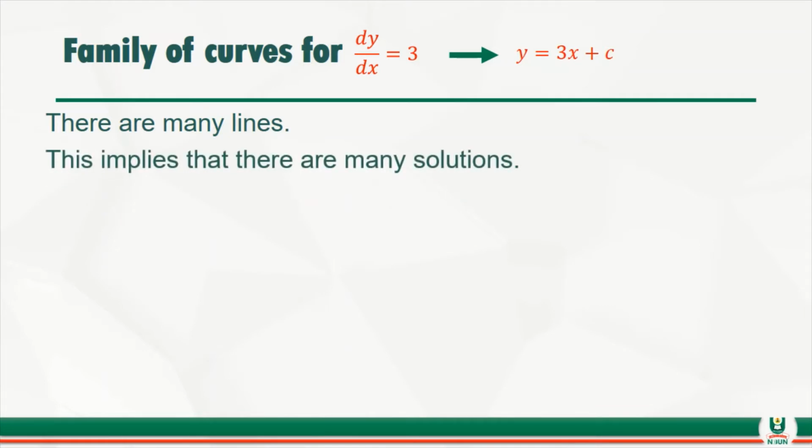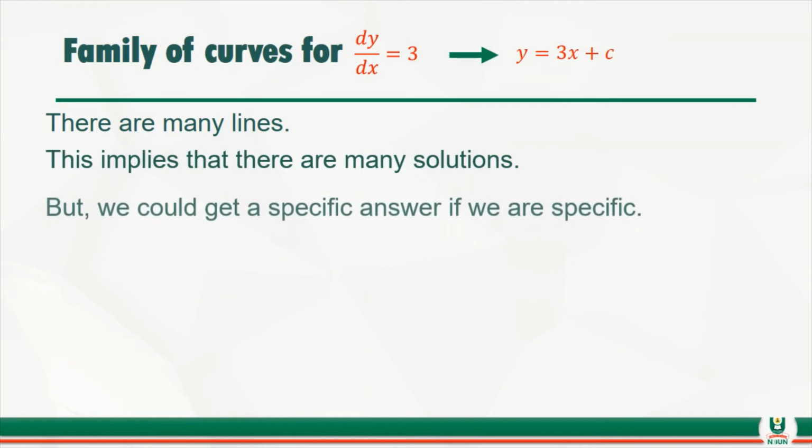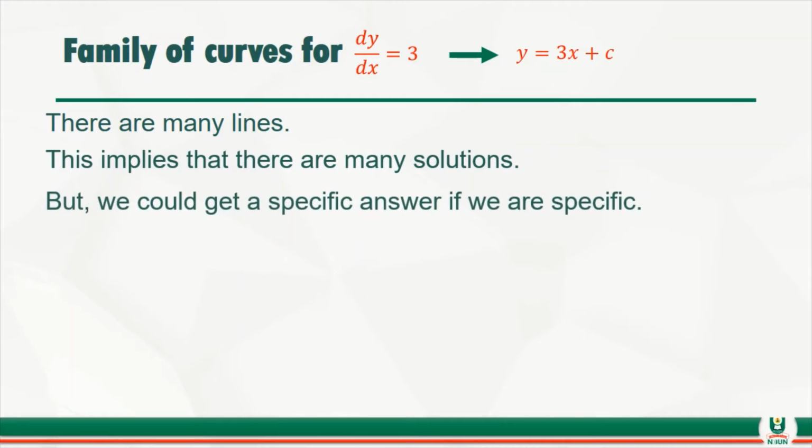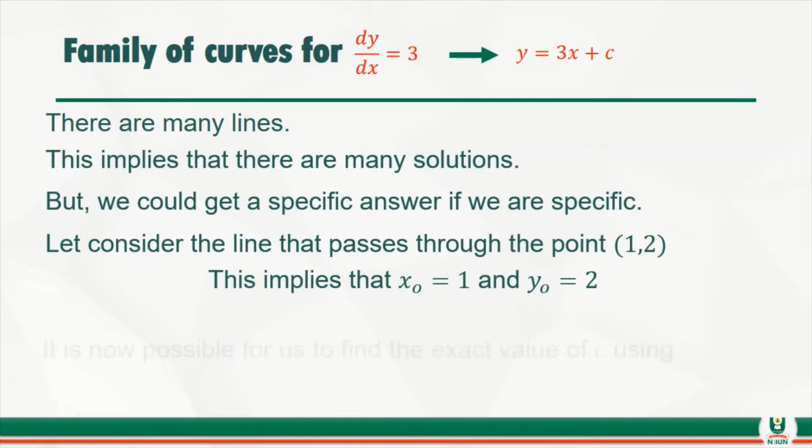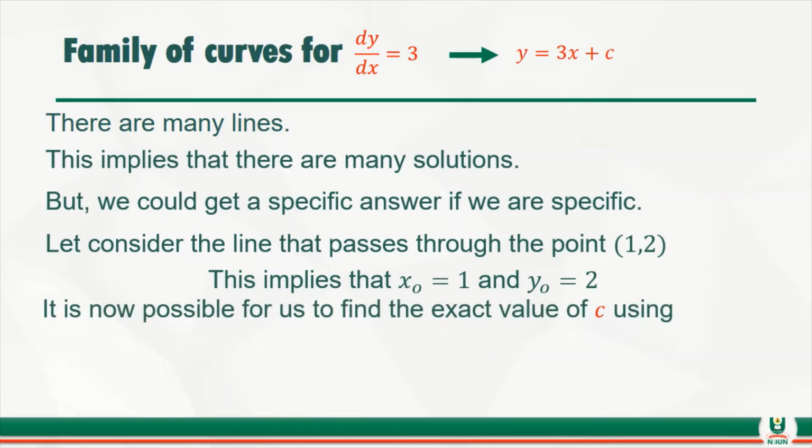We have infinitely many solutions. That's why in differential equations we say we have infinitely many solutions. But out of them, we need to be specific and pick one. How do we do that? We need to mention a particular point that the line must pass through. So that is how to be specific. Now let's consider that the point is (1, 2). If the point is (1, 2), then this implies that x naught is 1 and y naught is 2.